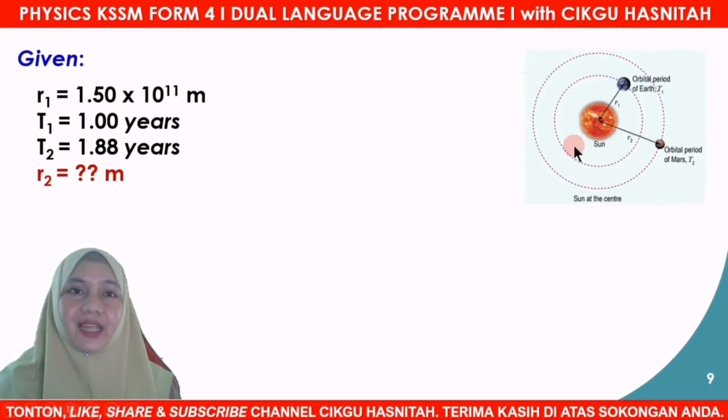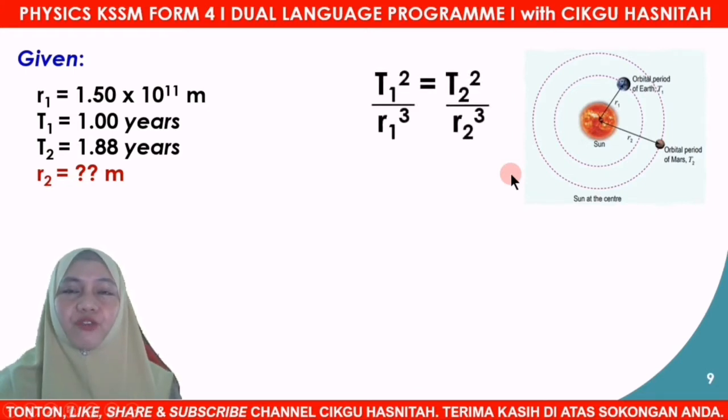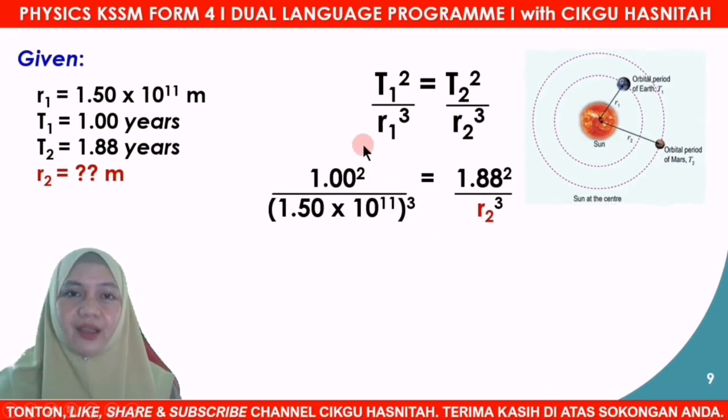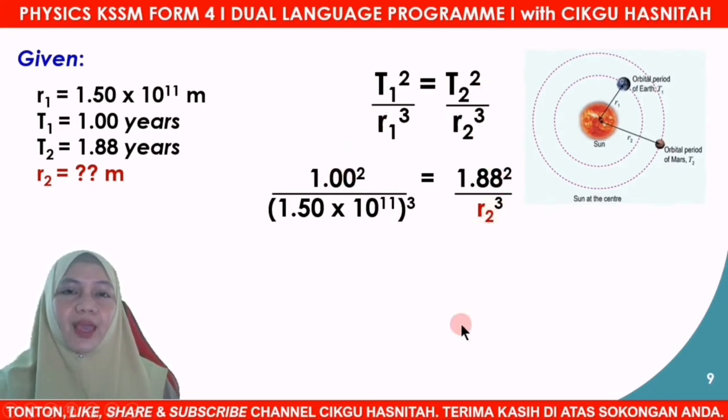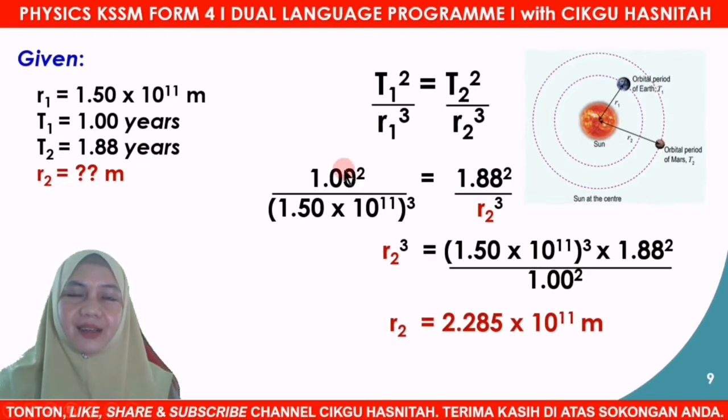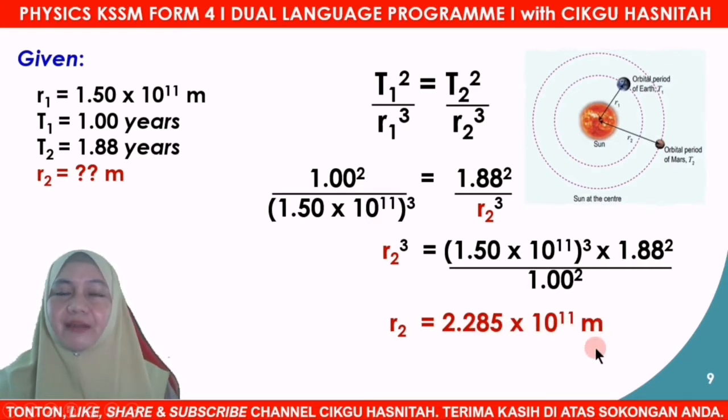Okay, so this is the related diagram. The second step, we determine which formula can be applied. This is the formula we are going to use in order to find R2, where T1, R1 represent Earth, and T2, R2 represent Mars. The third step is substitution. So we substitute in the correct place for each T1, R1, T2, and R2, and you just have to work well with your calculator. So this is the orbital radius of Mars, 2.285 times 10 to the power of 11 meter. For the final answer, you can leave your answer to 2 to 4 decimal places.